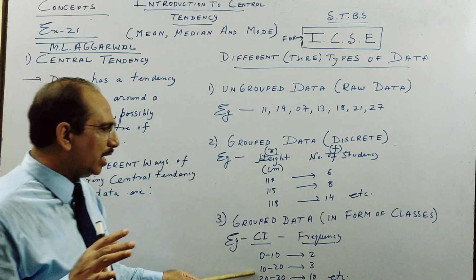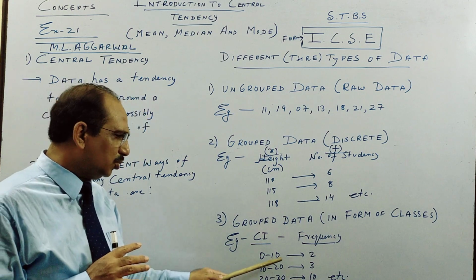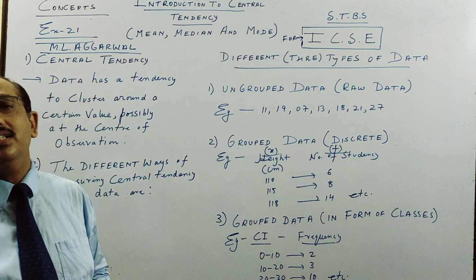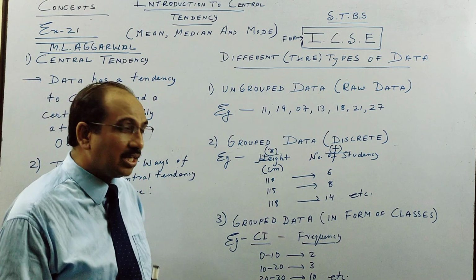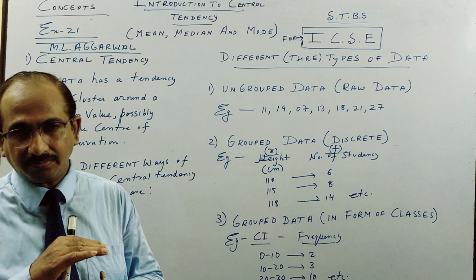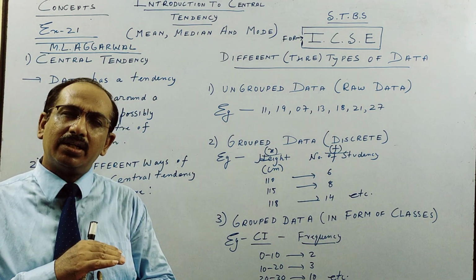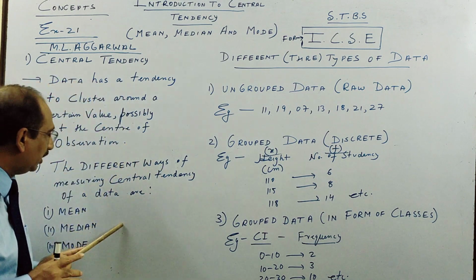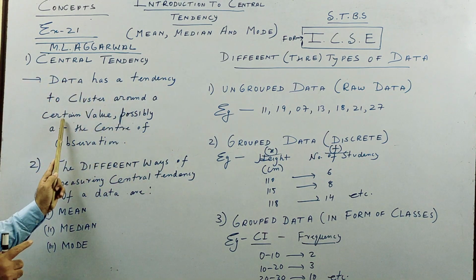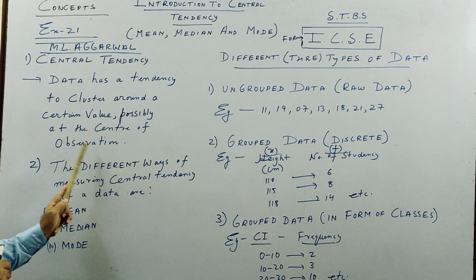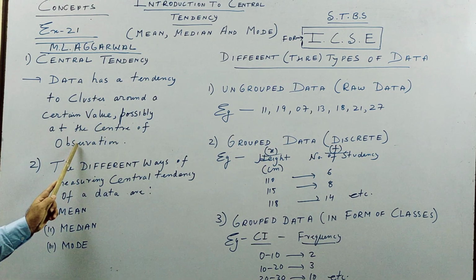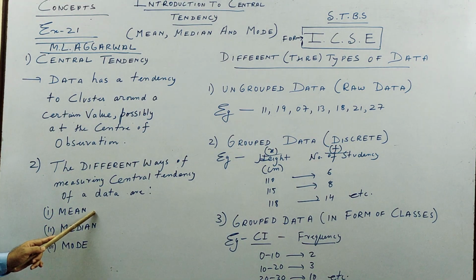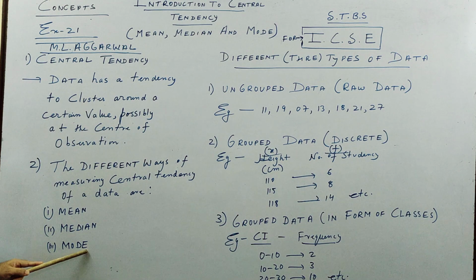Suppose there is a 100-mark test or 50-mark test. Those who get very little are few, and those who get the highest are also few. Most of the children are in the middle. If you take a 100-mark test, it can be 40, 50, 60. So there lies our answer with mean, median, mode. They cluster around a certain value, possibly at the center of observation. So this is called central tendency, and we have three ways of finding it: mean, median and mode.